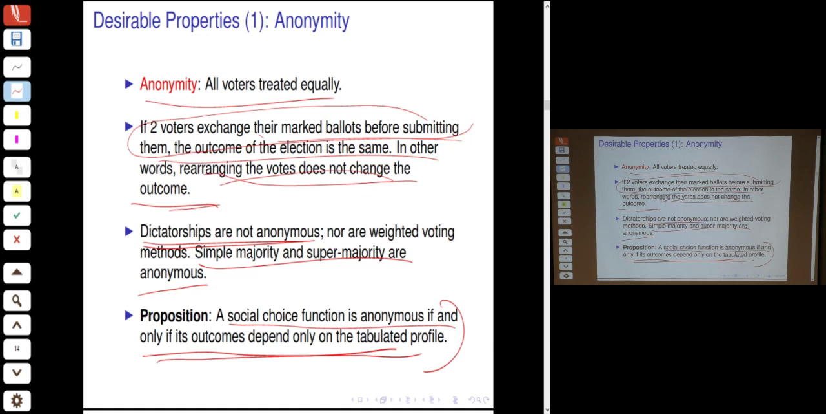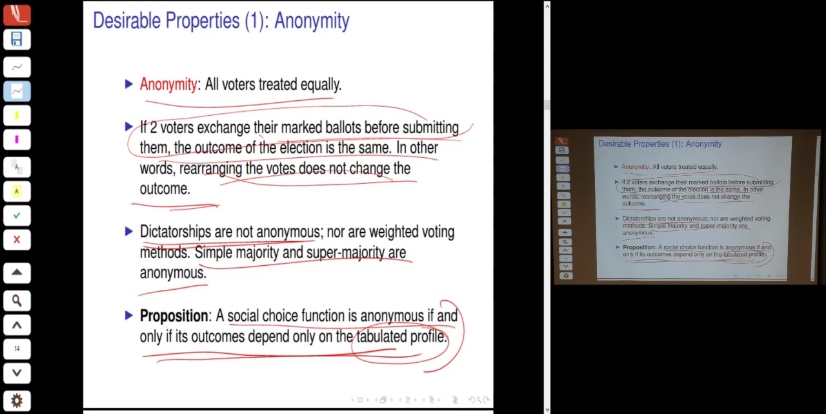And the social choice function, of course, in general depends on the sequence of all the votes cast, but as a particular case it might depend only on the total number of votes obtained by the different candidates, right? So those are particular types of social choice functions. So for example, the simple majority method is an example of a social choice function which just depends on the tabulated profile, because it just looks at the total number of votes polled by the different candidates and compares them.